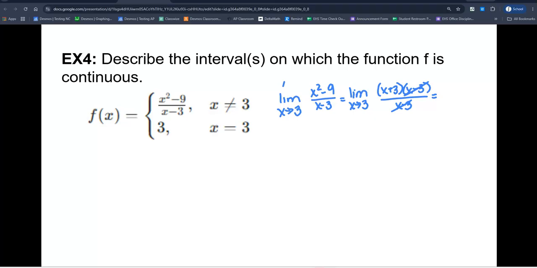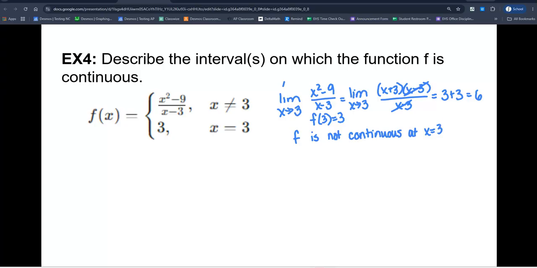Okay, then what do I do after that, Avit? Once I've canceled, I got limit as x approaches 3 of, plug it in. What are we going to get for our answer, Avit? Good. Now, does that limit match the value that we have on that second part? It does not. So, I know, I might should say like f of 3 equals 3. So f is not continuous at x equals 3.